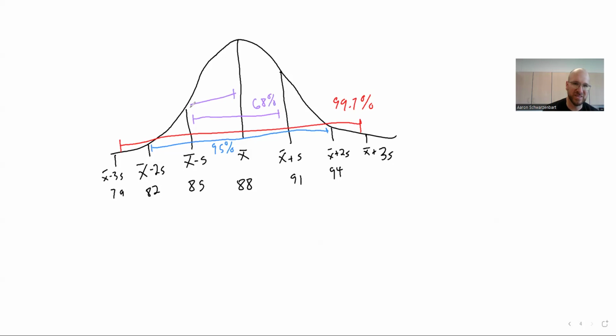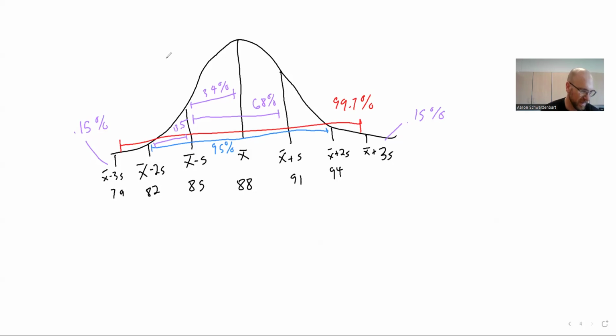Yes, I can subdivide this. This is symmetric. That's 34% there, each side. I can take 95, cut it in half, minus 34, and get this to be 13.5. Out here, 99.7, that leaves 0.3% left, or 0.15% on each final tail. Again, if you have thousands of pieces of data, this really matters.